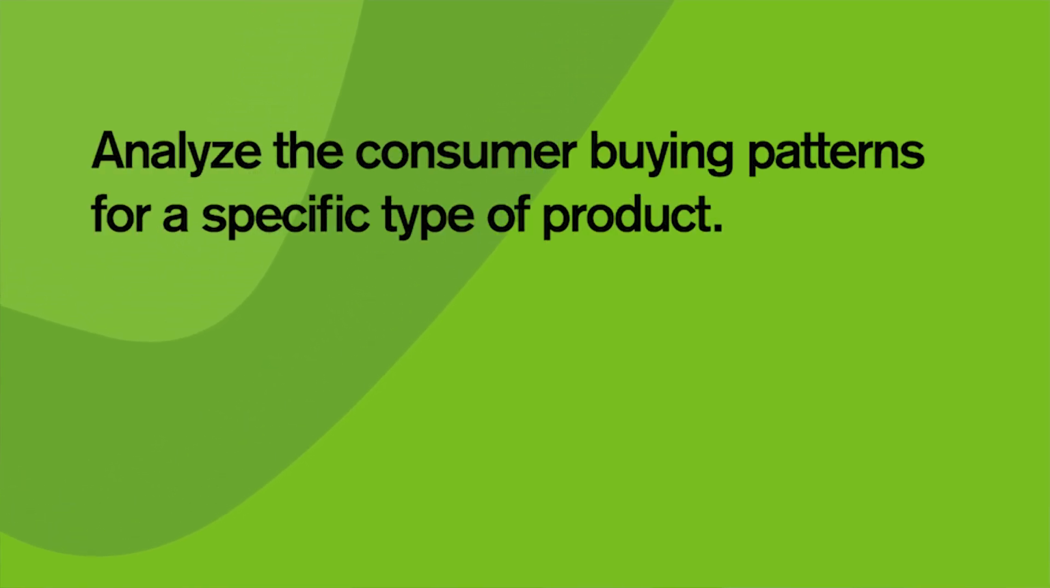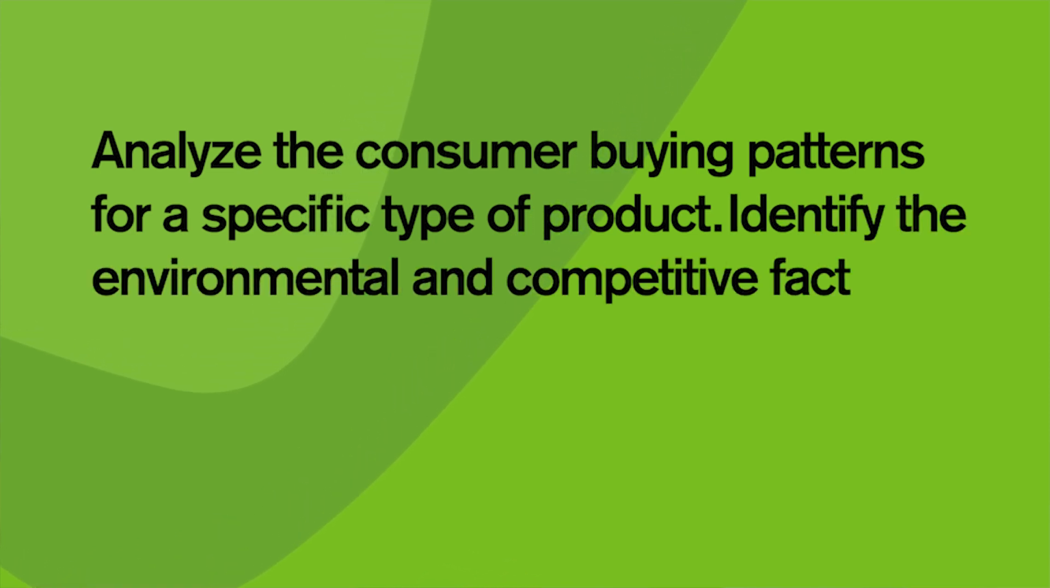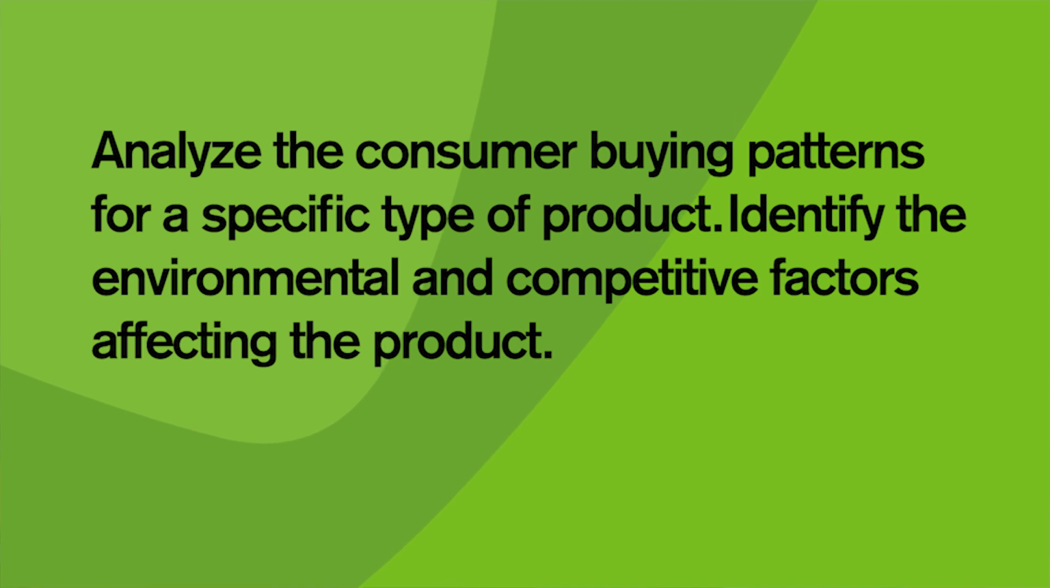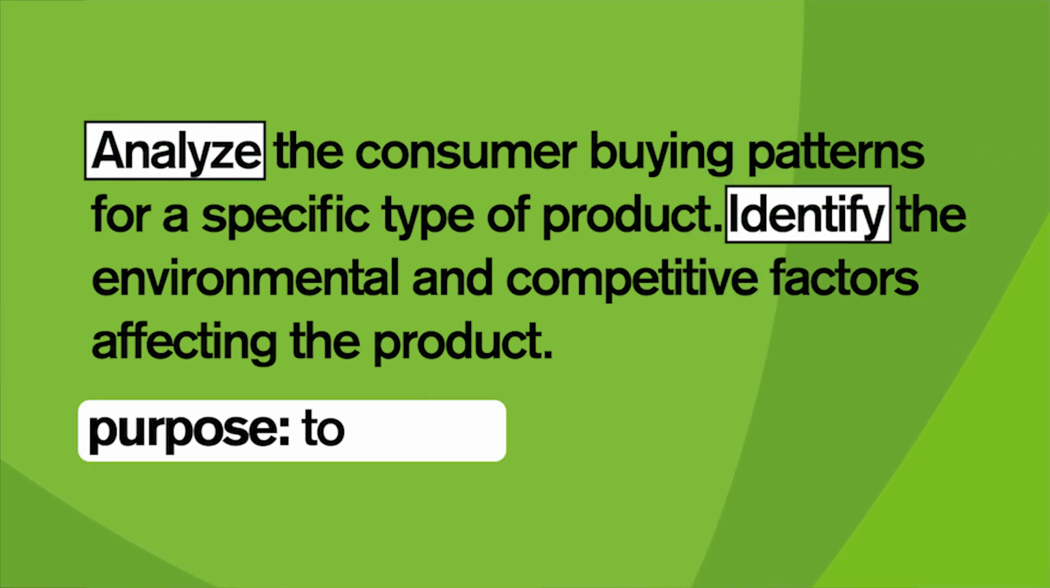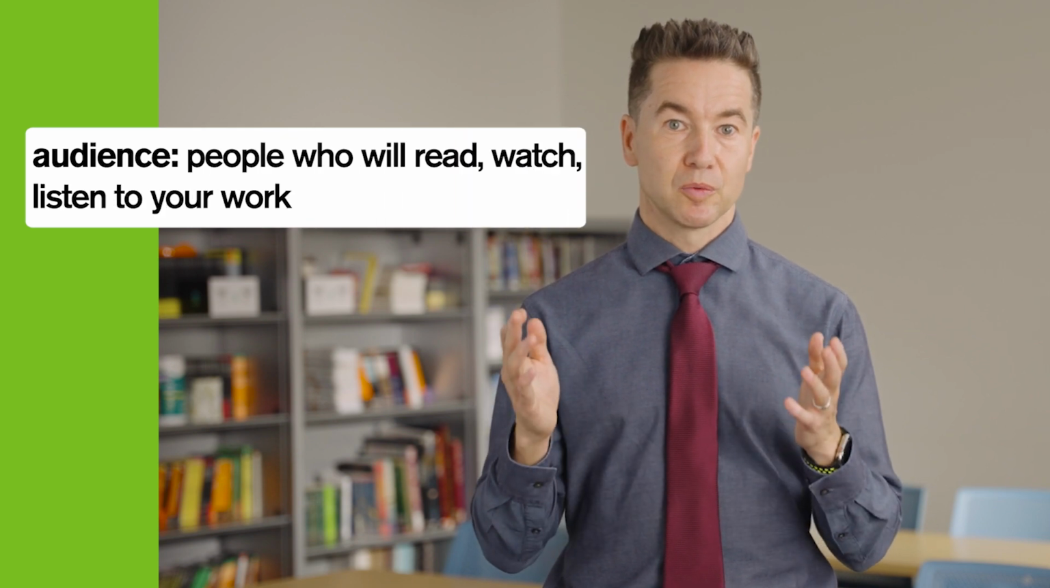For example, let's imagine your professor has asked you to write an online discussion post about the following prompt. Analyze the consumer buying patterns for a specific type of product. Identify the environmental and competitive factors affecting the product. Is your purpose to persuade, inform, or entertain? That's right. The verbs analyze and identify show that your purpose is to inform your audience about factors affecting consumer buying patterns. Your audience is the people who will read, watch, or listen to your work.